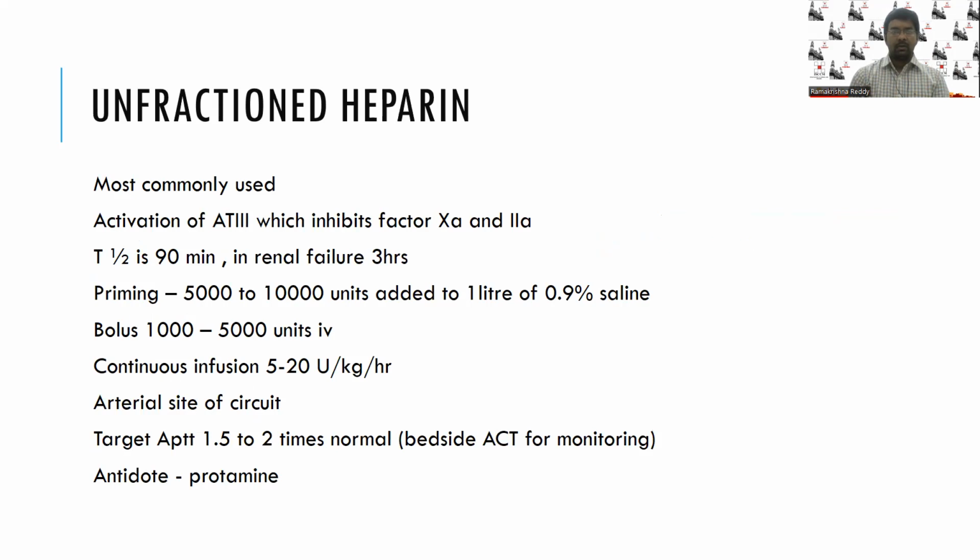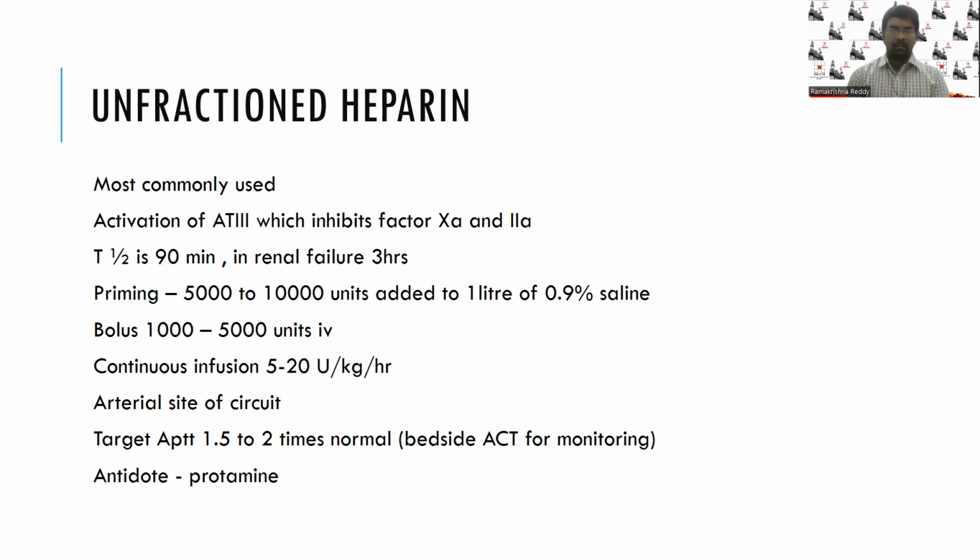For anticoagulant effect, the various doses available are: for priming, you need to instill 5,000 to 10,000 units to 1 liter of normal saline. And before anticoagulation, you need to give a bolus of 1,000 to 5,000 units, followed by an infusion of 5 to 20 units per kg per hour. This infusion should be in the arterial site of the circuit.